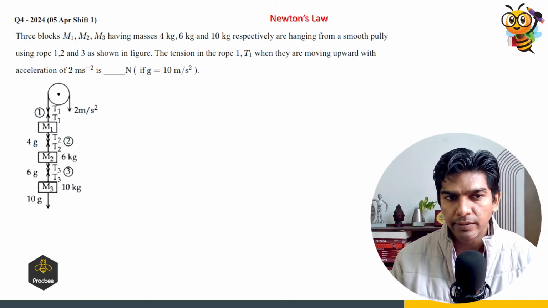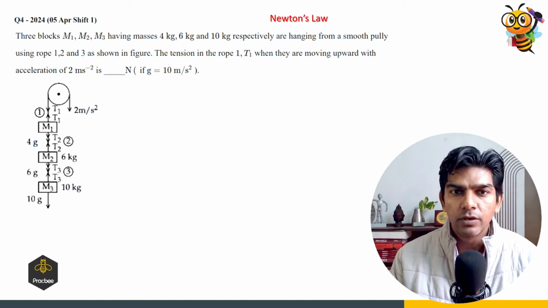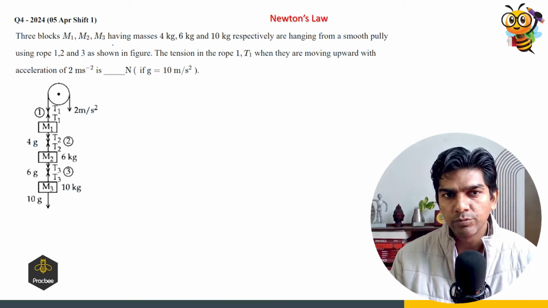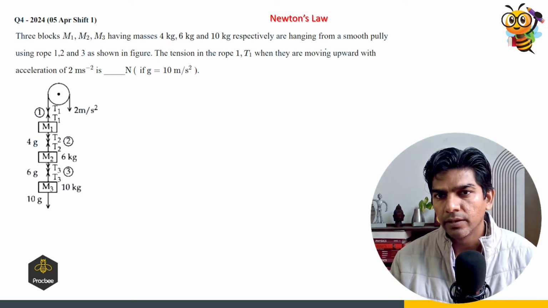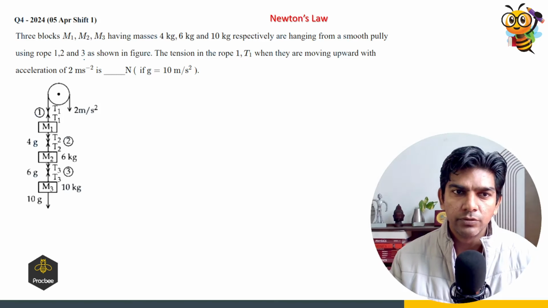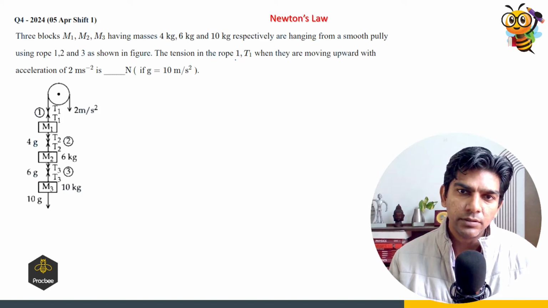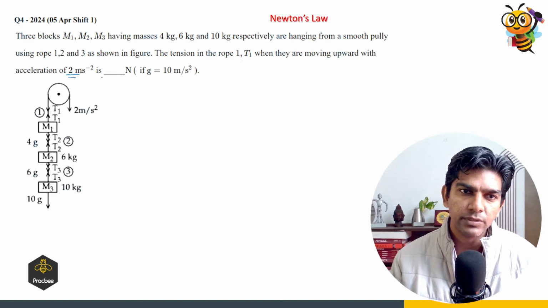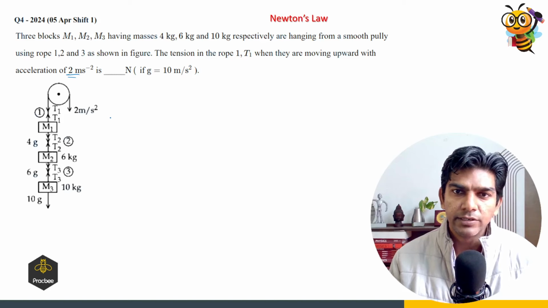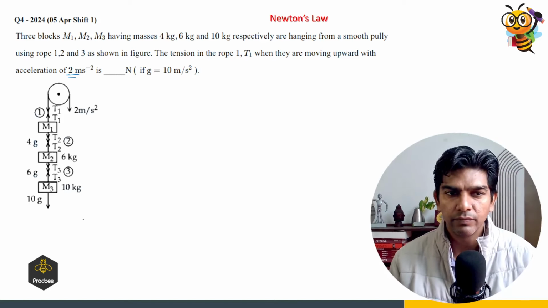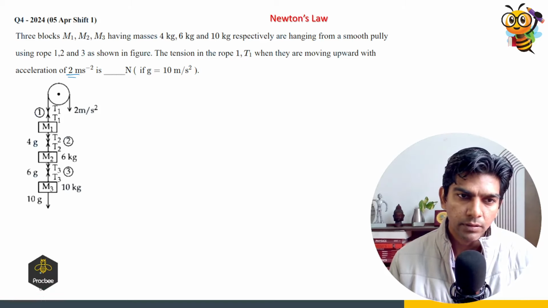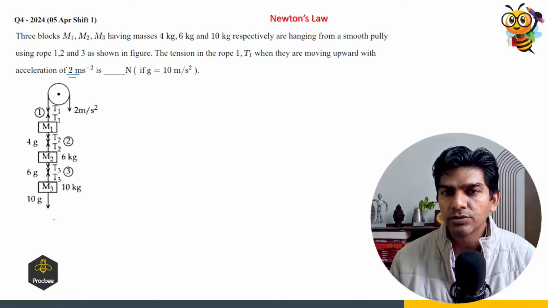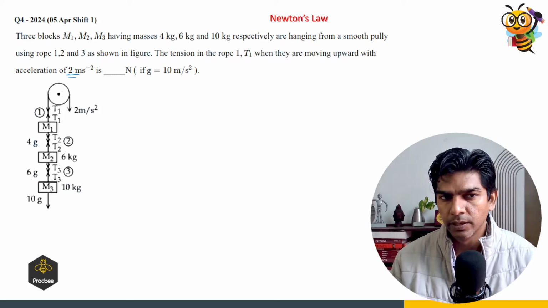Now we have pulley, and there are multiple blocks and strings. So let us see how to approach such questions. 3 blocks M1, M2 and M3 having masses 4, 6 and 8 kilograms respectively are hanging from a smooth pulley using ropes 1, 2 and 3 shown in the figure. The tension in rope 1 is T1 while they are moving upward with an acceleration of 2 meters per second square. So we have to find the tension T1, and we are given that all these 3 blocks are moving in the upward direction with an acceleration of 2 meters per second square. So we want to find T1.